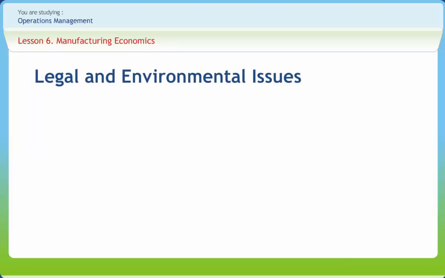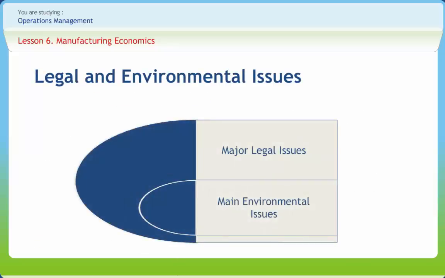Major legal issues include patents, trademarks, copyrights, product liability, and uniform commercial code. A patent is a grant of property rights by the government to an inventor. Trademark includes any word, name, symbol, distinguishing device, or any combination thereof adopted and used by a manufacturer or merchant to identify his goods as distinguishing them from those manufactured or sold by others.